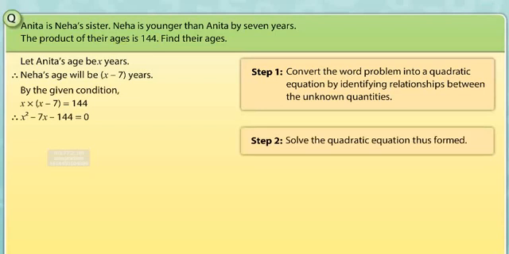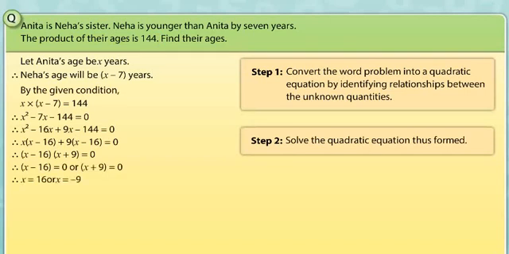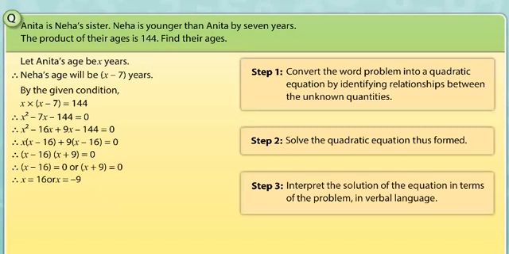Our next step is to solve the quadratic equation formed. Splitting the middle term of this equation and simplifying it, we get the values of x as 16 or minus 9. Finally, choosing the appropriate solution which satisfies the given conditions, we interpret the solution in terms of the problem, that is, in verbal language. We have two possible solutions for x here. But since minus 9 cannot be the age of a person, this value does not satisfy the given condition. So, the correct value of x for our problem is 16.